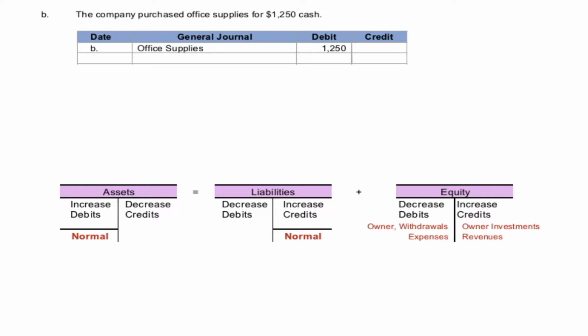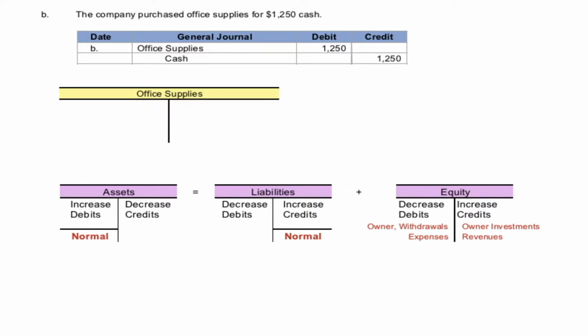How do we show that assets are going up? Come down here to my equation. Look at the normal balance for assets. A debit increases an asset account. So logically, I'm buying supplies, which means supplies are going up. Cash is going down. So as another asset account, you would expect cash to be credited if we are talking about cash going down.